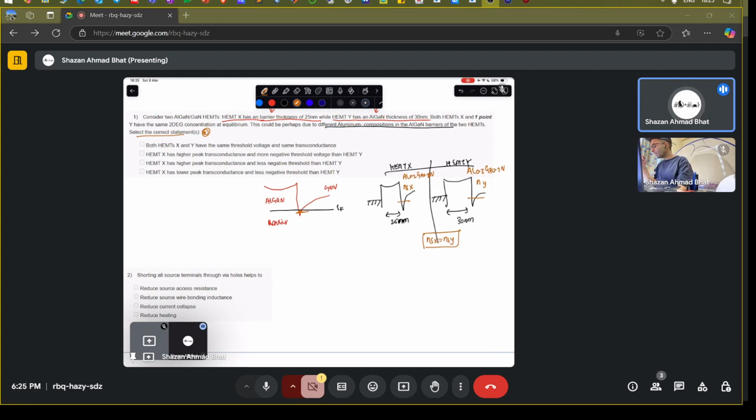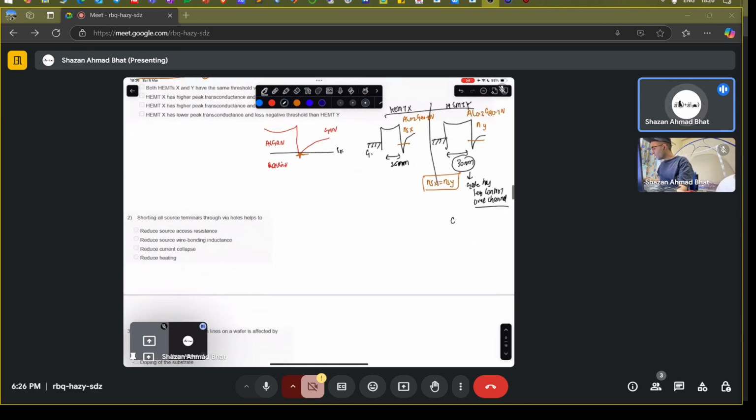Both HEMTs have the same threshold value and same transconductance. It's saying both HEMTs have the same threshold value. That's not going to happen because you have a different barrier thickness, and you know that barrier thickness is going to affect the controllability of the gate over the channel. Because if this is more thick, then the gate has less control over the channel, because the capacitance is epsilon divided by thickness.